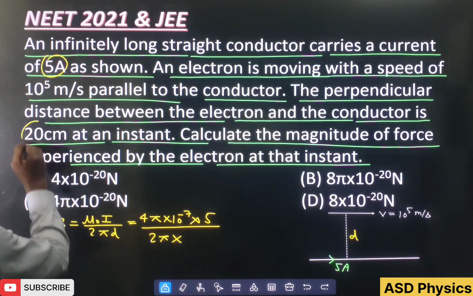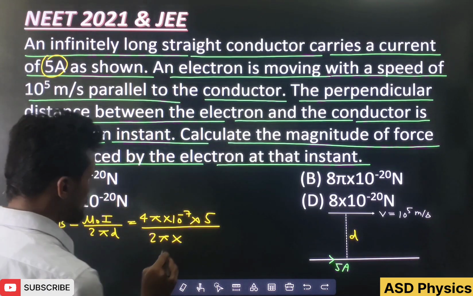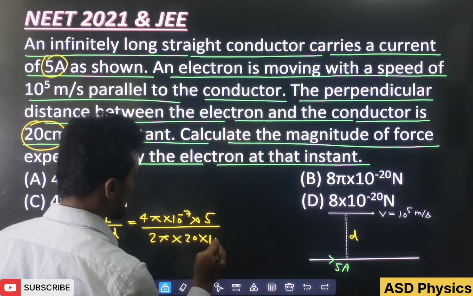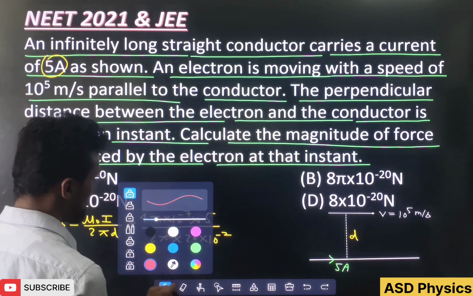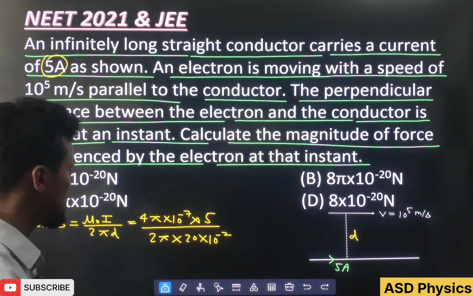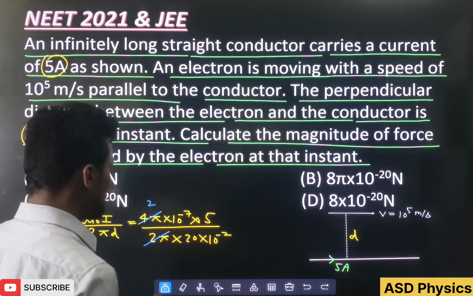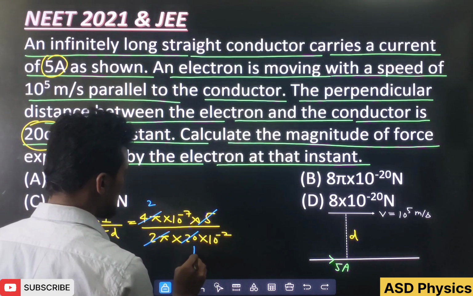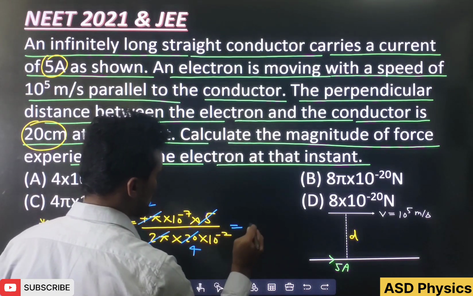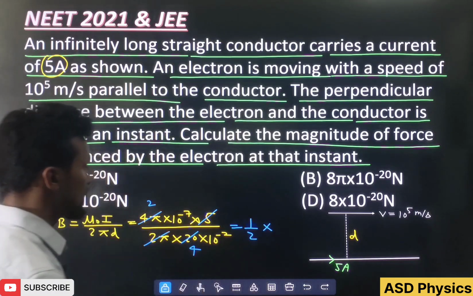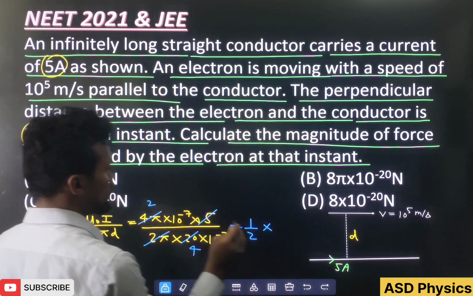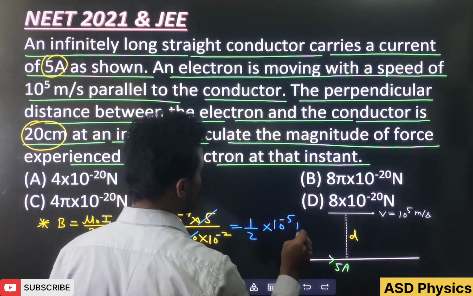Perpendicular distance. It is given here as 20 centimeter. So what can we write here? 20 into 10 to the power minus 2. Students, kindly see here. This is 2 pi, this is 4 pi. 2 will come after that. 5 4s are 20. So 2 by 4 will become 1 by 2. And 10 to the power minus 2 will go upward. So 10 to the power minus 5 Tesla.